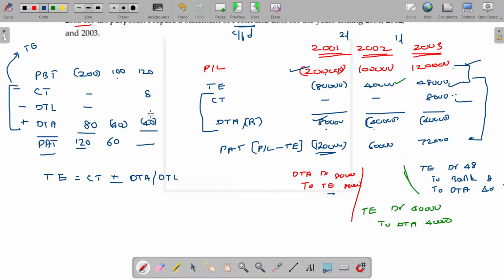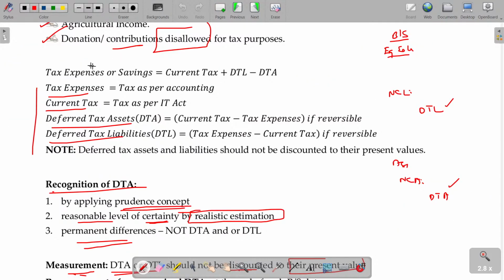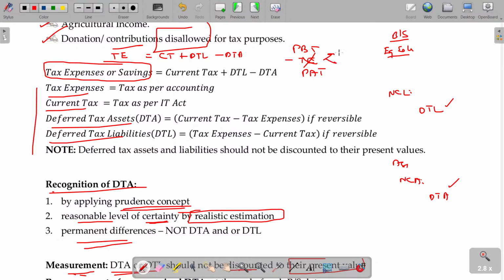And 120 minus 8 minus 40, for the tax expenses to be subtracted, which is equivalent to current tax plus DTL minus DTA. Usually profit before tax minus tax expenses gives you the profit after tax. But instead of tax expenses, in your financial statement you show it this way: current tax and DTA and DTL adjustment. That's the process we have to follow.